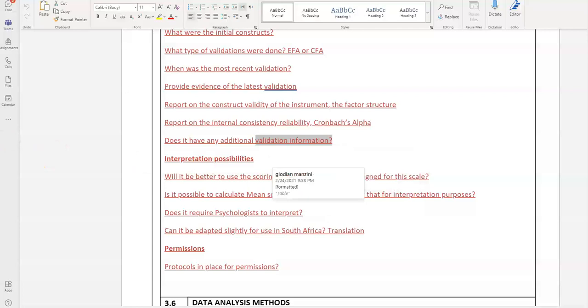I just want to take a moment to get the validation article for the Rosenberg self-esteem scale. So if you just hold on a moment, take a small break. I'm just going to get that scale and then I'll be back.